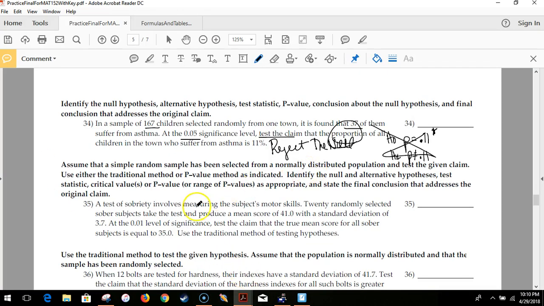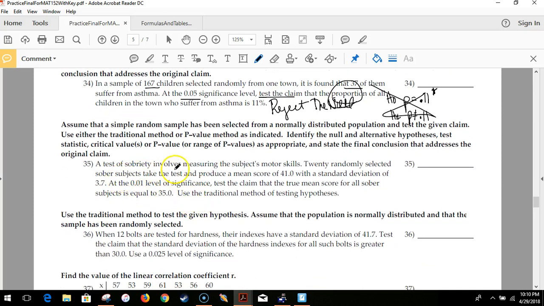Okay, next question. Test of sobriety involves measuring subjects' motor skills. 20 randomly selected sober subjects take the test. They have a mean score of 41 and a standard deviation of 3.7. At a 0.01 significance level, test the claim, so get your pen ready, that the mean, that's mu, for all sober subjects is equal to 35. That's my claim. That's my null again, which means my alternate is mu not equal to 35.